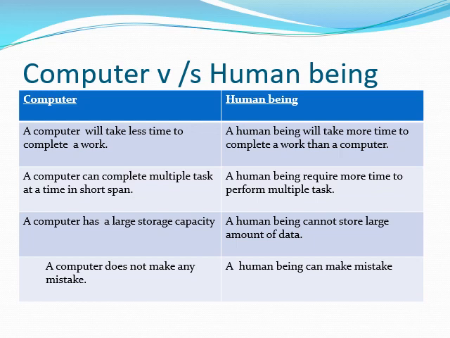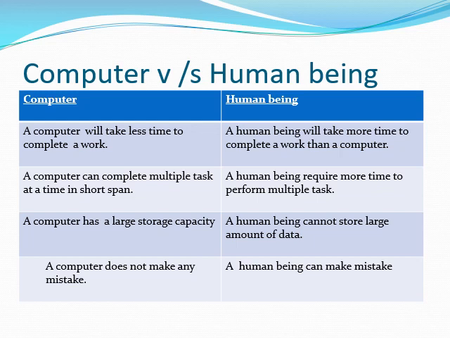Third, on the basis of storage capacity. A computer has large storage capacity, whereas a human being cannot store large amount of data. A computer memory can store large amount of data and it never forgets the information that is stored. But we human beings can forget the information that is stored and we cannot store large amount of data.